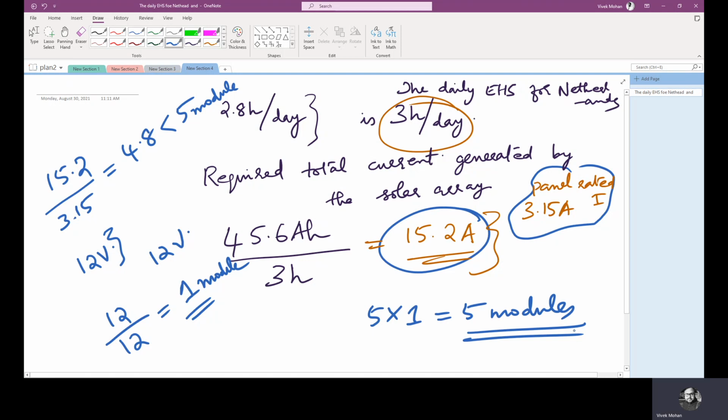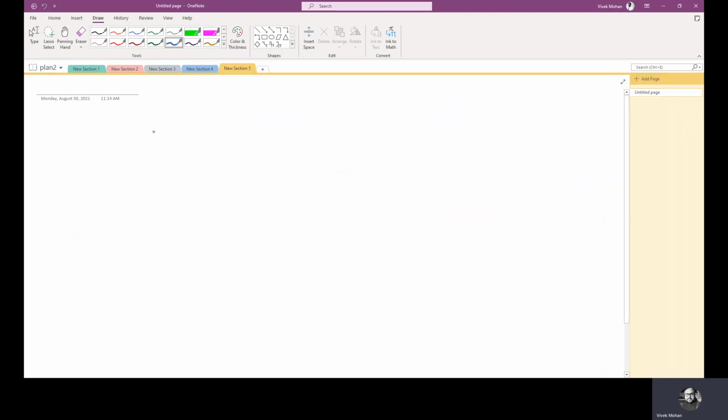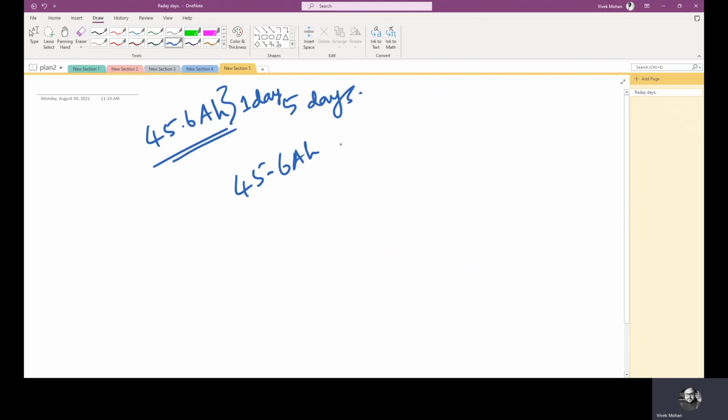Now we have to find the battery size for the recommended reserve time. So what is the recommended reserve time? Let's see. The total DC requirement of loads plus losses is 45.6 Ah, right? And that is per day. If the recommended reserve time for the installation in the Netherlands is, say, 5 days, then the total reserve capacity should be 45.6 Ah into 5, which is equal to 228 Ah.